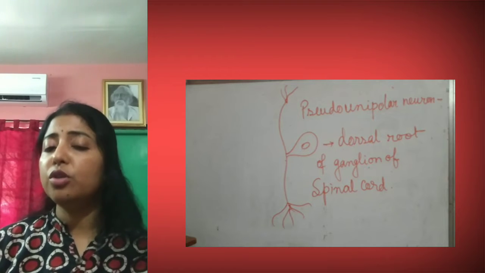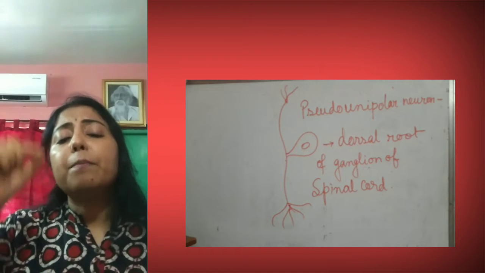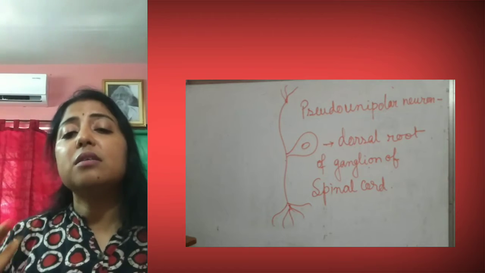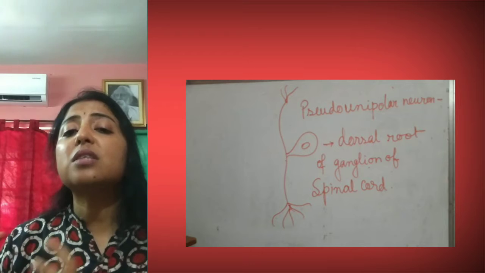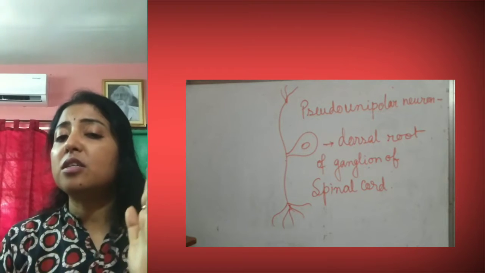This one I have not told you, but it is also included here because one branch is present, but pseudo means false. That means two branches are present here, and they pass through the cyton or cell body. It has no poles, but it looks like it has some poles. That's why it is known as pseudopolar. Okay, pseudopolar. Here we can see pseudopolar neurons in the dorsal root ganglion of spinal nerves. Okay, so here I have told you the functions.